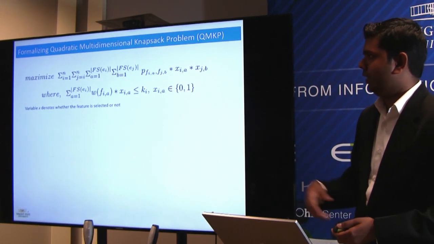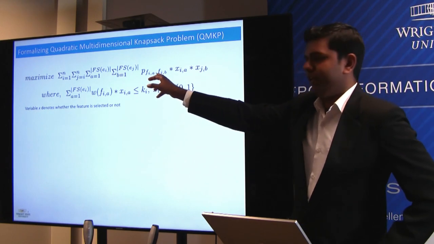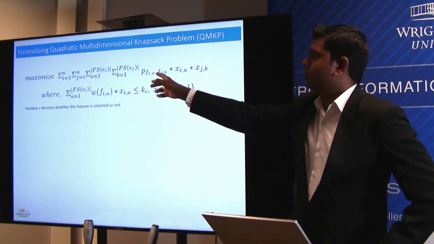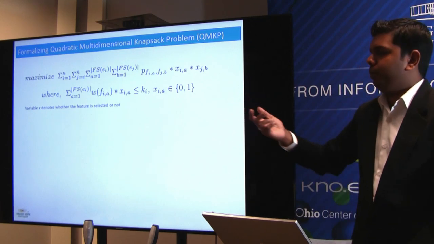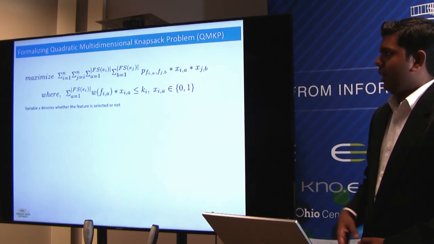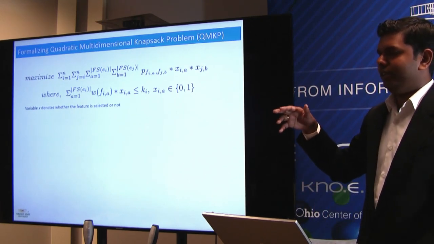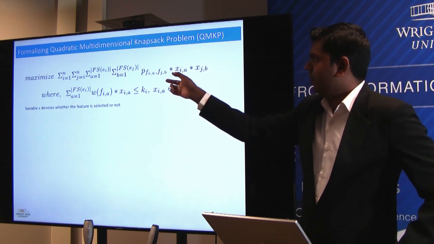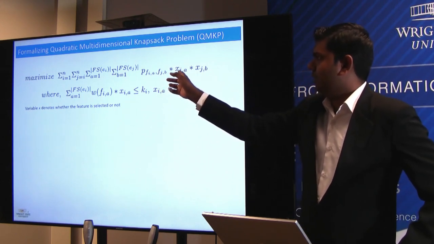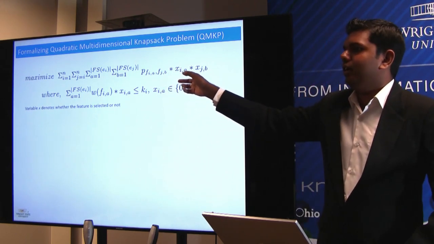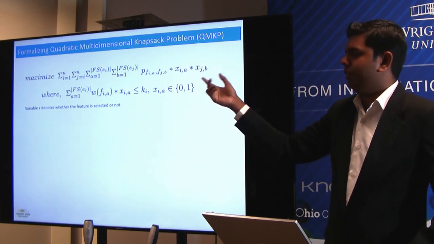It is called quadratic because the profit here is always computed using a pair of features or a pair of items. And this is how we formalize it. If feature 1 is selected, this x_ia will be 1, otherwise 0.